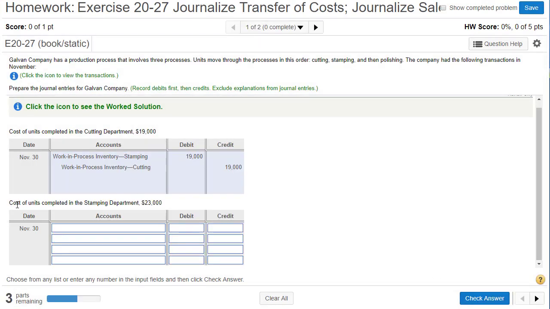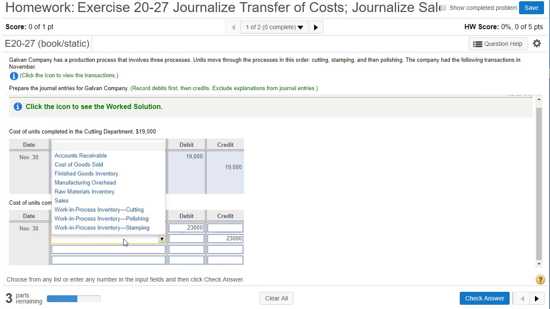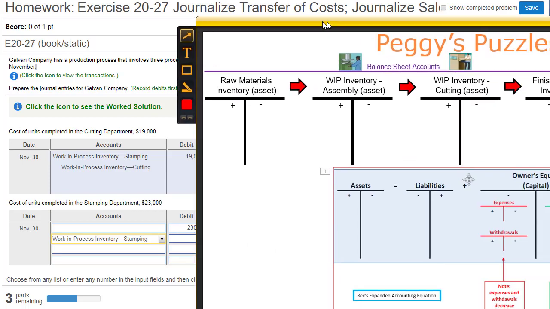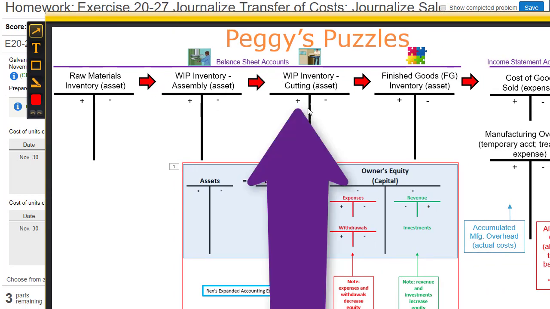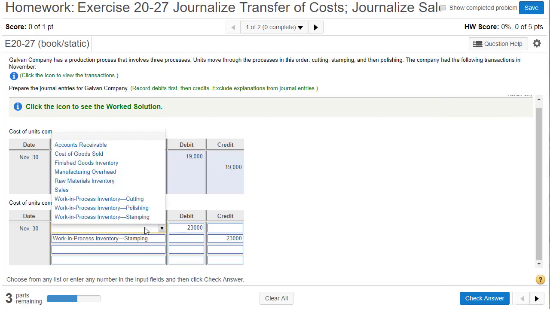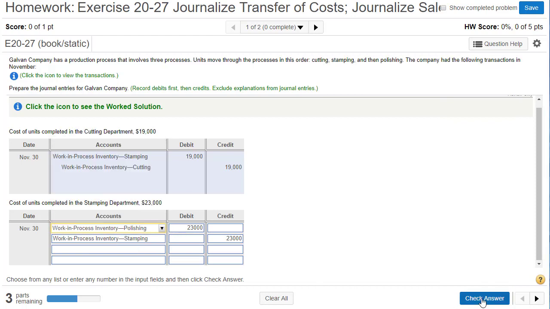Next, we're going to transfer costs of the units completed in the stamping department. So we've got $23,000. Copy, paste. They are leaving the stamping department, so again, that is the credit account. And where do they go after the stamping department? They go into the polishing department. If they're going into a department, obviously that means they would be going on the debit side. Polishing, work in process.